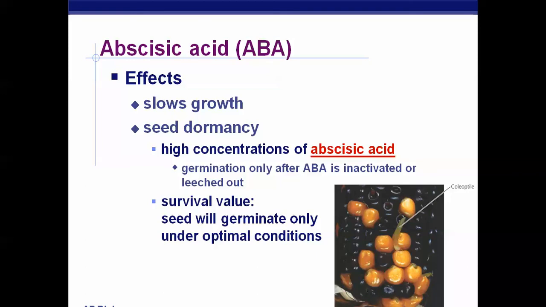leads to non-germination. And the only time you can have germination is once the ABA is inactivated or it's leached out, which means it is sucked out. And this survival value is what I was talking about. The seed will only germinate in optimal conditions, and while the conditions are not optimal, you have high levels of ABA because that's keeping the seed dormant.